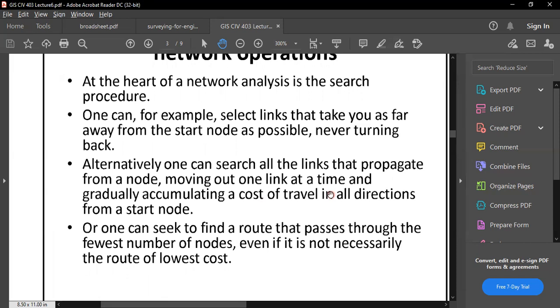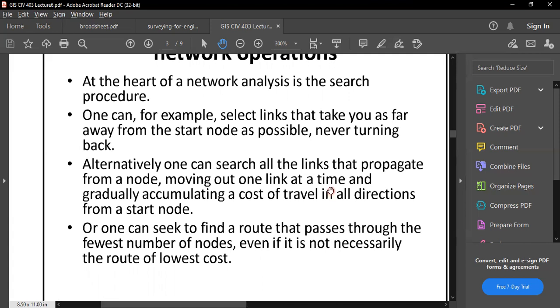Maybe you have installed a solar system, and it's been oriented on the car that I'm traveling with. This car could be the car that's applying a certain rule that you are working on. I mean, engineering is solving any problem like that. It's an engineering problem. We can actually search all links that propagate from a node, moving out one link at a time and gradually accumulating the cost of traveling.